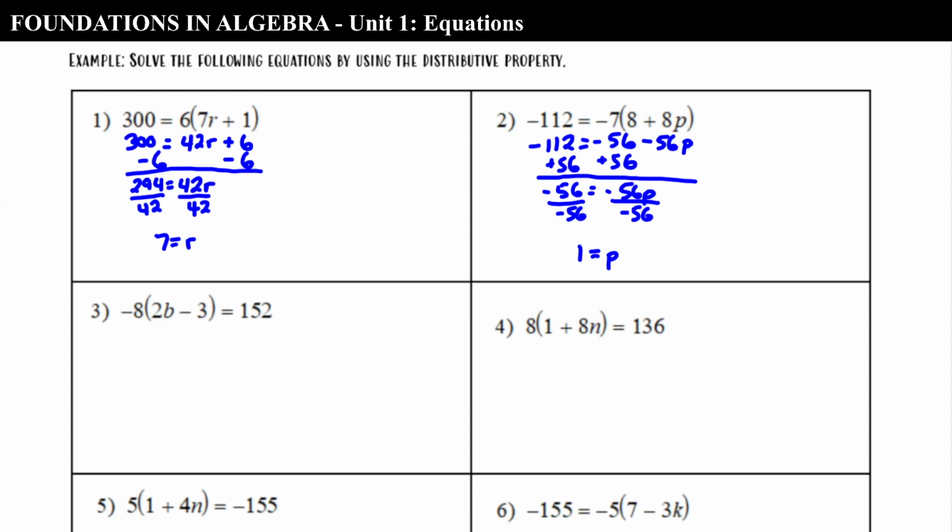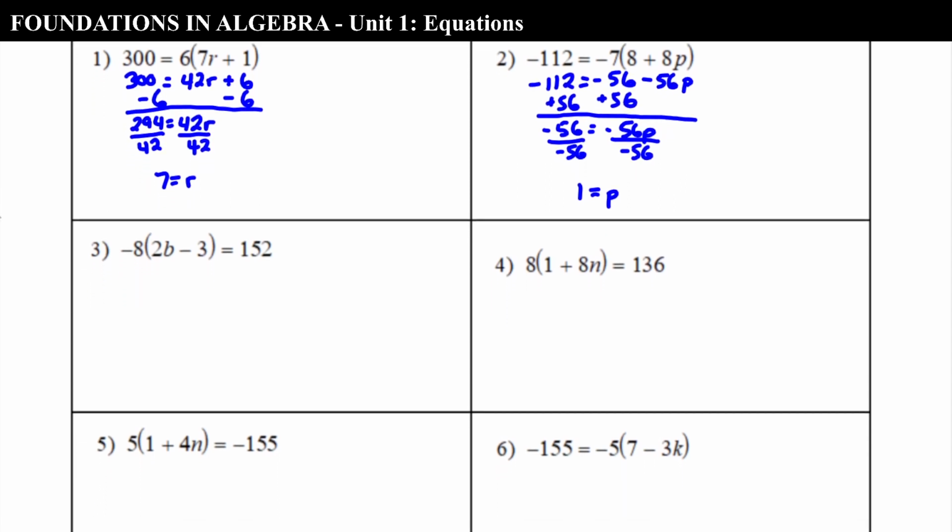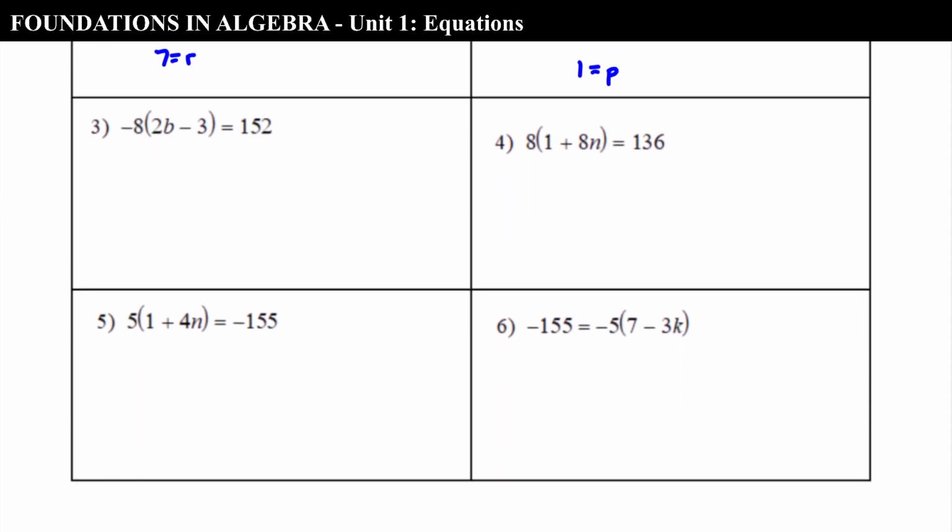Okay, let's move on to the other examples on this page. I'm going to go through these 4 a little bit more quickly. Here we're distributing, so we have negative 8 times 2b gives us negative 16b. Negative 8 times negative 3 gives us positive 24, and that equals 152. Subtract 24 from each side, and we get negative 16b equals 128, and then we divide each side by negative 16. And we get b equals negative 8.